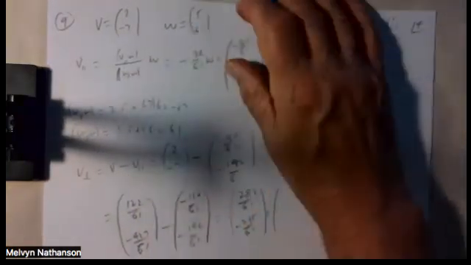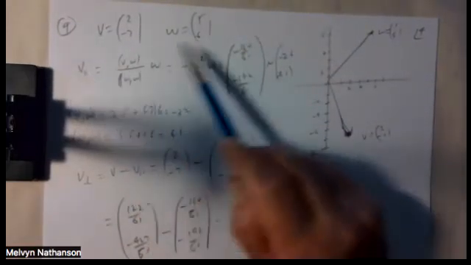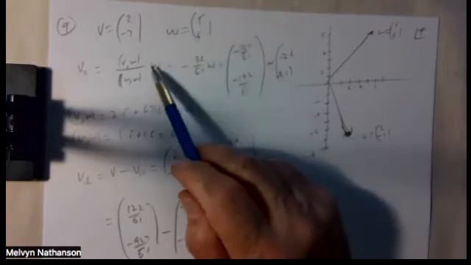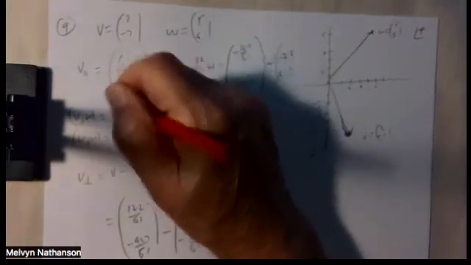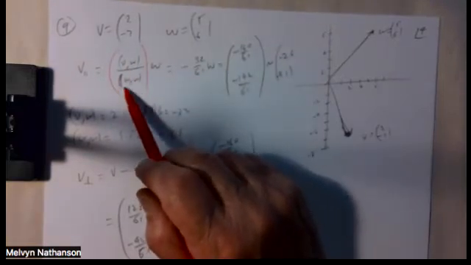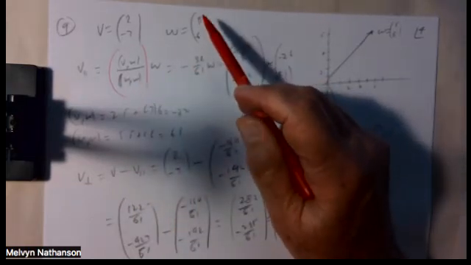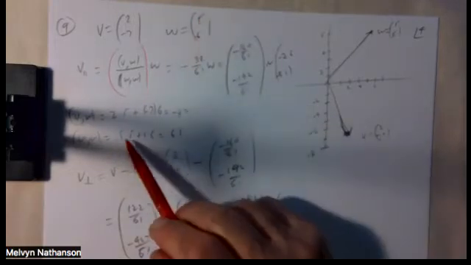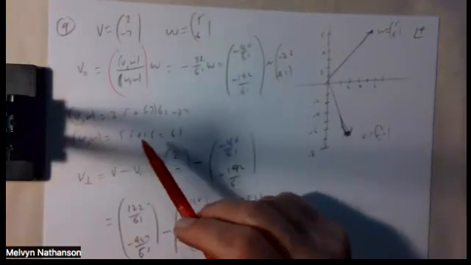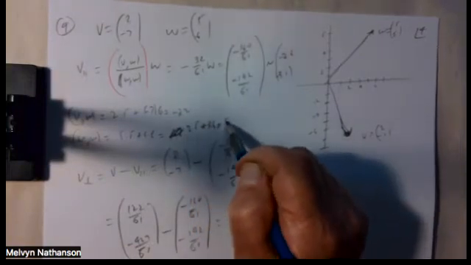So here are my vectors v and w. The component of v parallel to w is going to be some scalar multiple of w, because it has to be parallel to w. And this is the scalar multiple. It's the inner product of v and w divided by the inner product of w with itself. So the inner product of w with itself is 5 times 5 plus 6 times 6. That's 25 plus 36, which is 61.